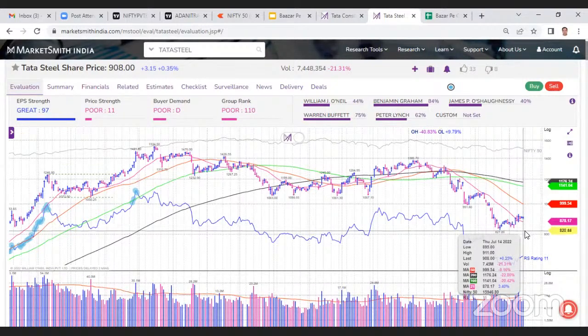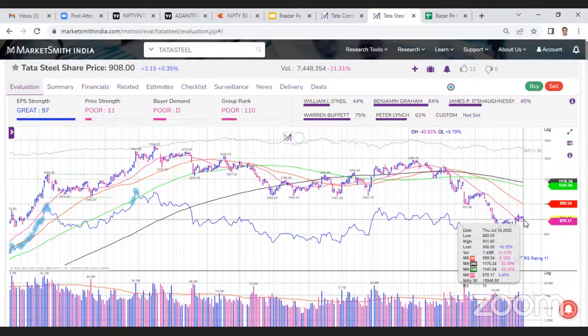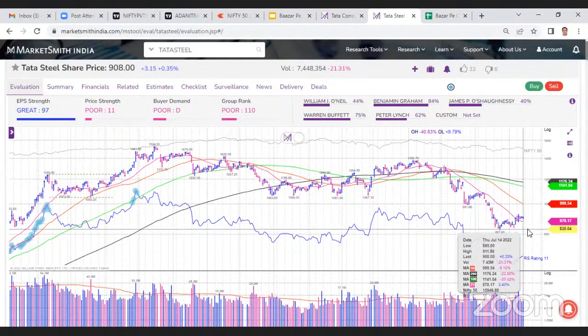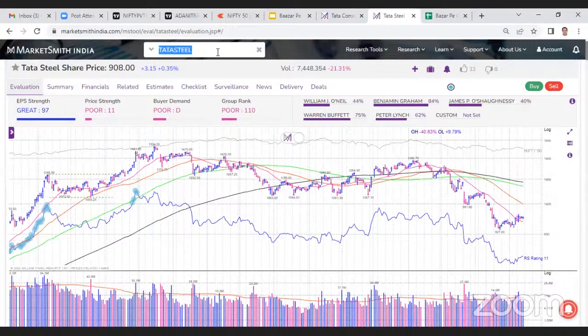So slowly and gradually it might move upside, looking at the pattern. But again, one can hold this stock, or if you want to take the risk, then you can buy with the support of 21 DMA. If that support, placed around 878, is breached, then 860 can be a stop loss, and if that support is breached again, then it might open a fresh window towards the downside. So that is the case in Tata Steel.